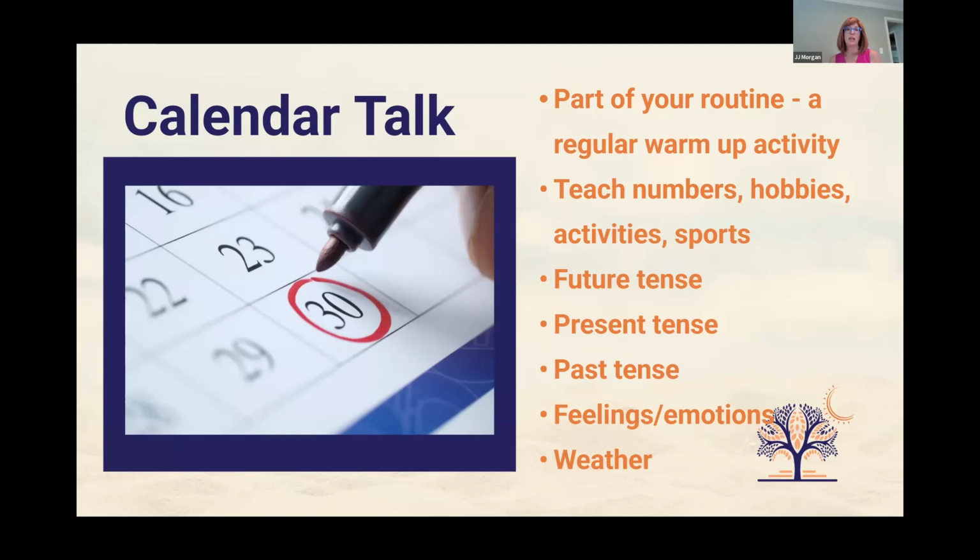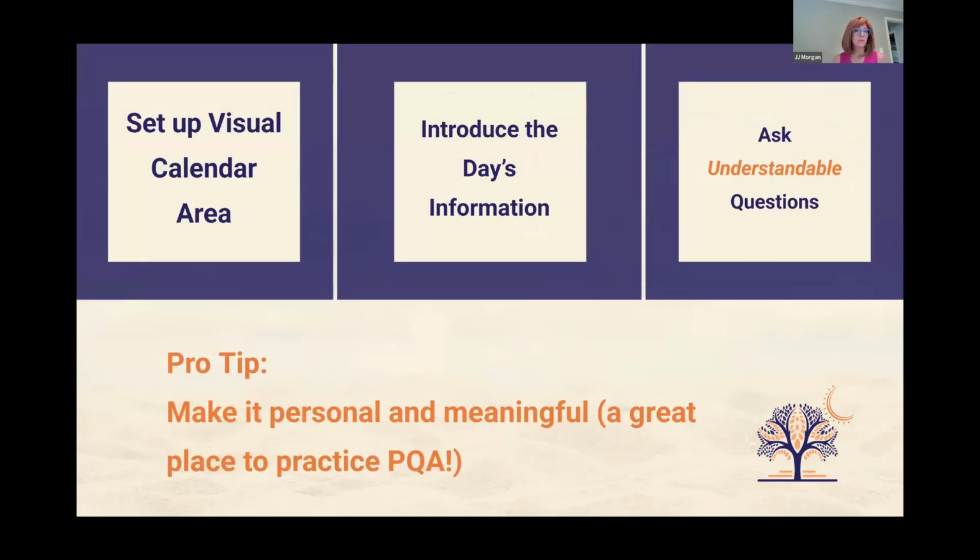Like if the girls were playing a volleyball game, if they're going to play one tonight, I'm going to ask about it tomorrow, right? So that I can talk about the past tense with them. How did it go? Did you win? Did you lose? How do you feel about that? So set up a visual calendar area, introduce the day's information, and ask understandable questions. Just small bites, little tiny small bites that you build over time.